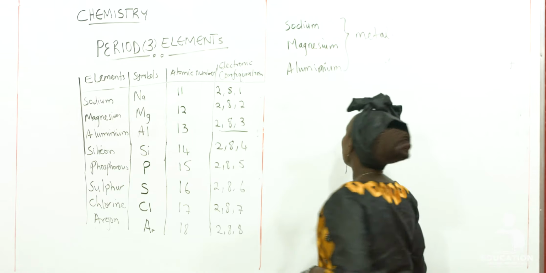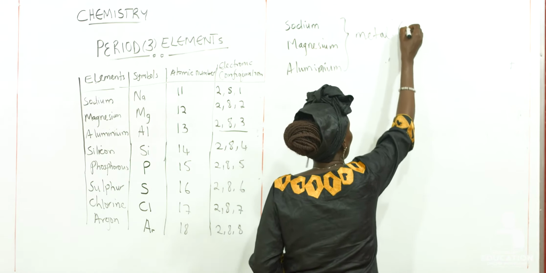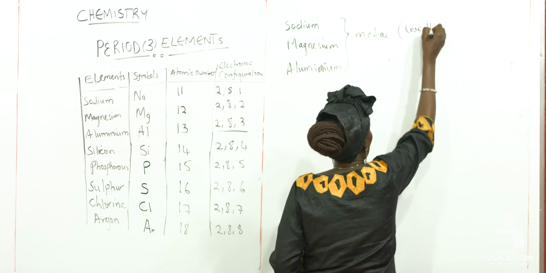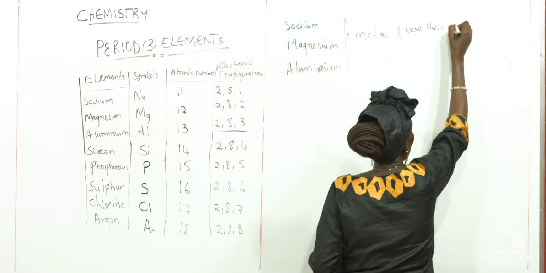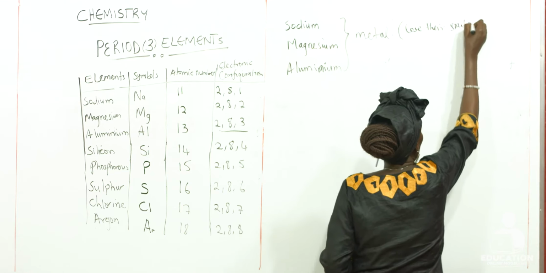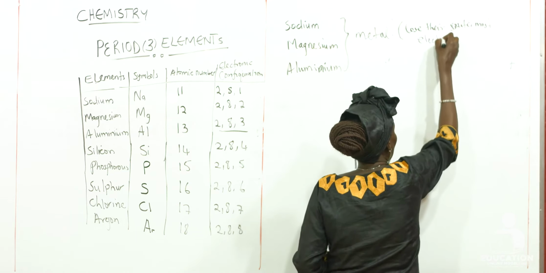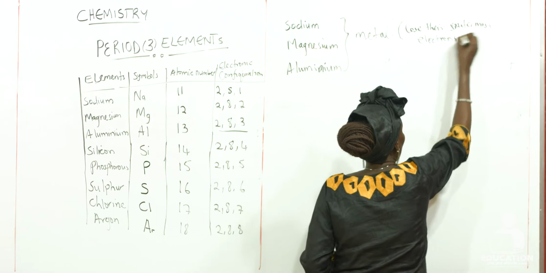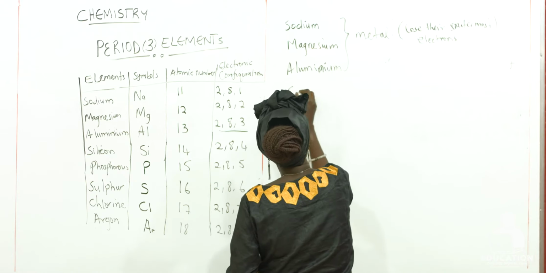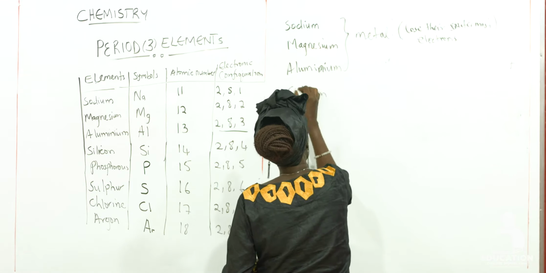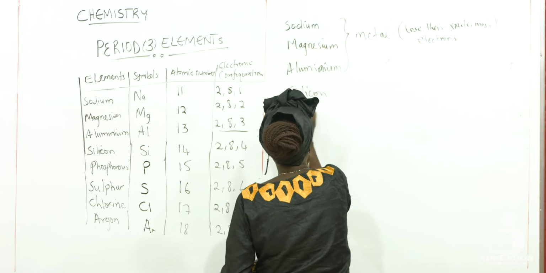gain electrons. So we shall say that these are considered to be metals because they lose their outmost electrons. They lose their outmost electrons. So we have silicon, which is an exception, and we shall have phosphorus.